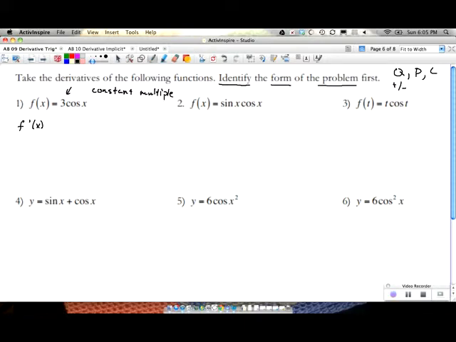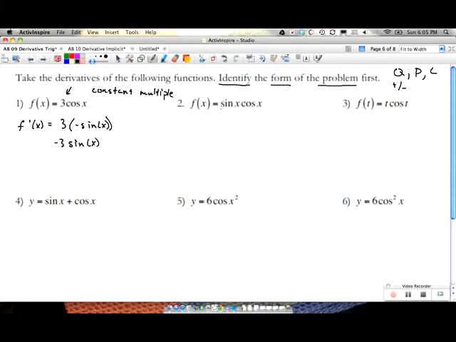That means my derivative, f prime of x, would be the proper notation this time. That 3 is just going to tag along. And then we have the derivative of cosine x, which in this case is negative sine of x. Now if I were to simplify that, that negative would pop out front. We'd have negative 3 times sine of x.